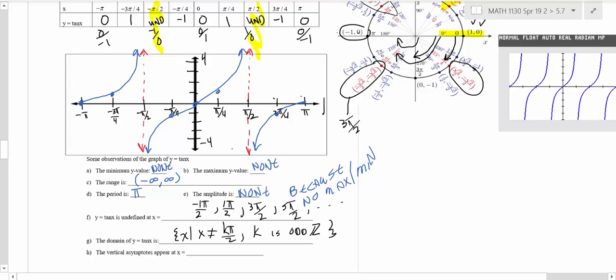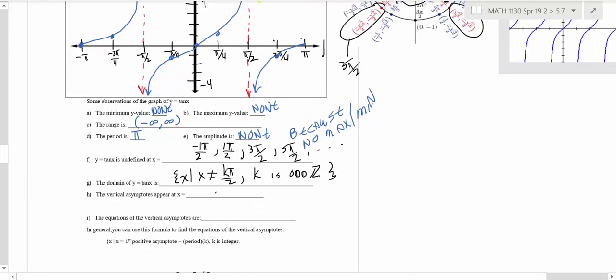And then the vertical asymptotes, the same thing. The vertical asymptotes are pi over 2, 3 pi over 2, just writing that down to show you. And then the equation would be x equals k pi over 2, where k is, again, an odd integer like that. Okay, and that's it.